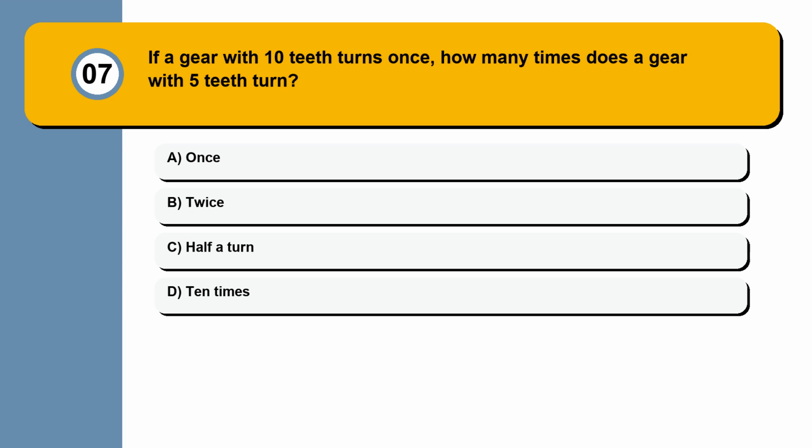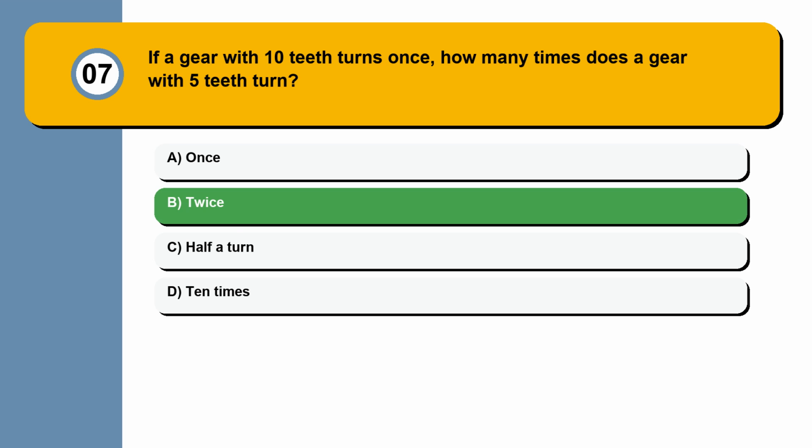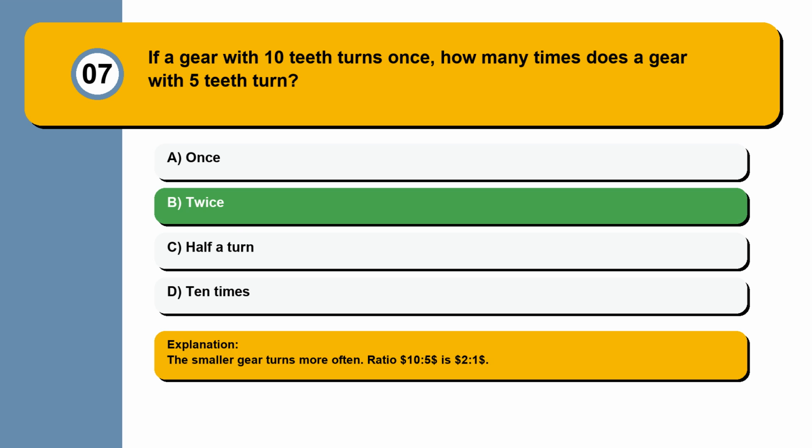Question 7. If a gear with 10 teeth turns once, how many times does a gear with 5 teeth turn? Once, twice, half a turn, 10 times. The smaller gear turns more often. Ratio 10 to 5 is 2 to 1.